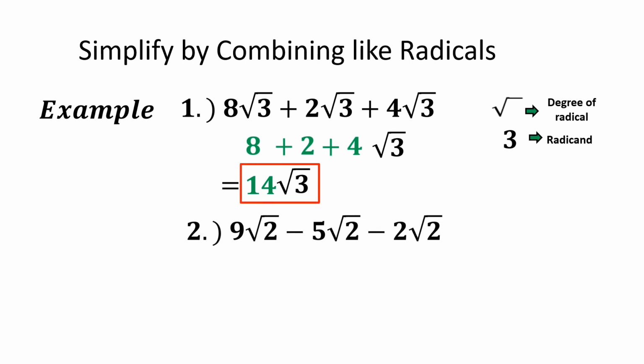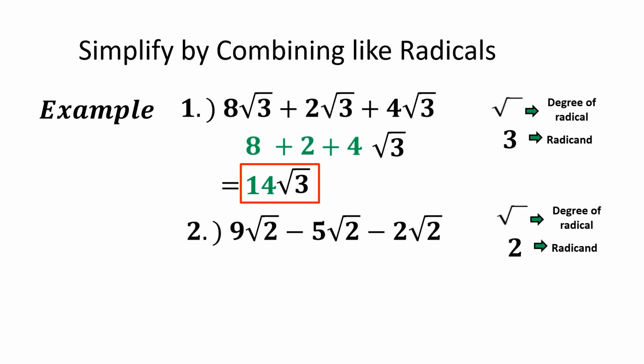Let's have example number 2. The given radical expression is 9 square root of 2, minus 5 square root of 2, minus 2 square root of 2. The same rules are being applied in adding a radical expression to the subtraction of a radical expression. It should have the same degree of radical and the same radicand. In our example, the degree of radical is the square root and the radicand is 2. The conditions are all satisfied. We can now proceed with subtraction.